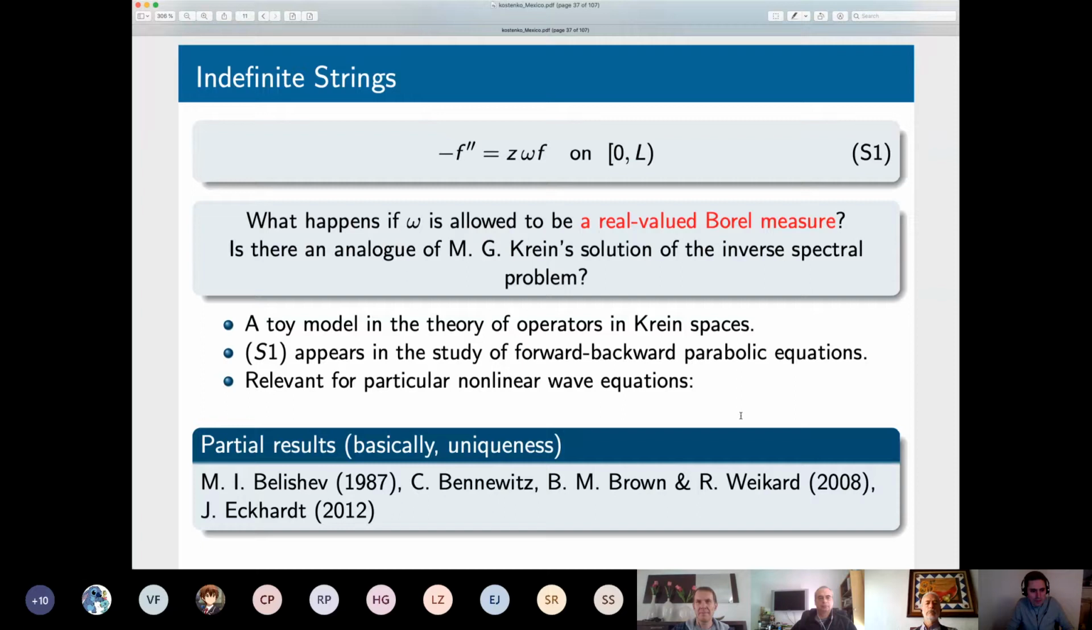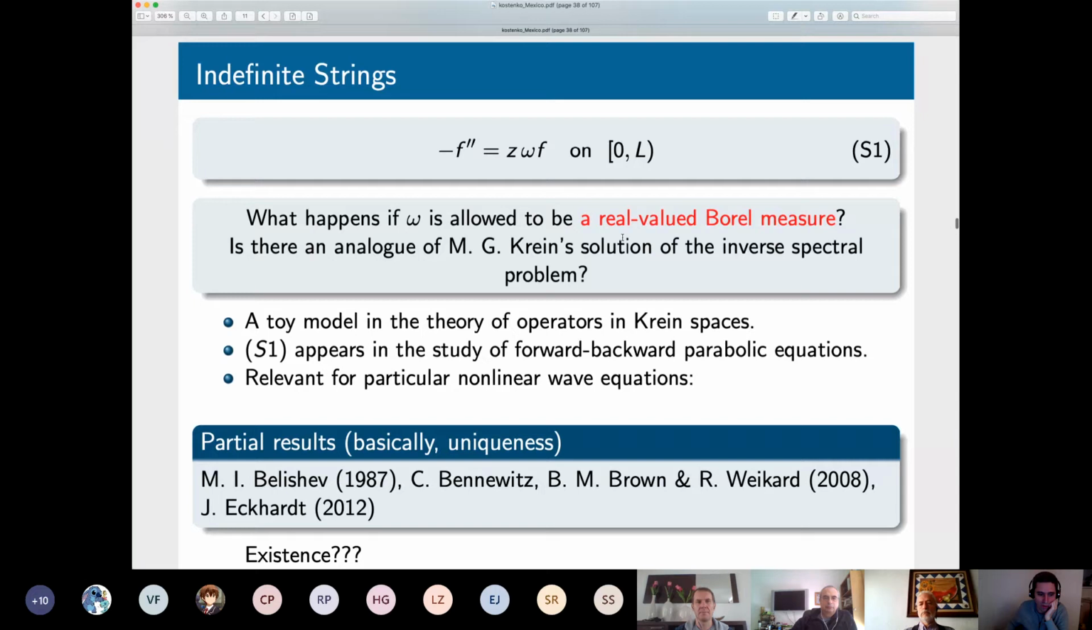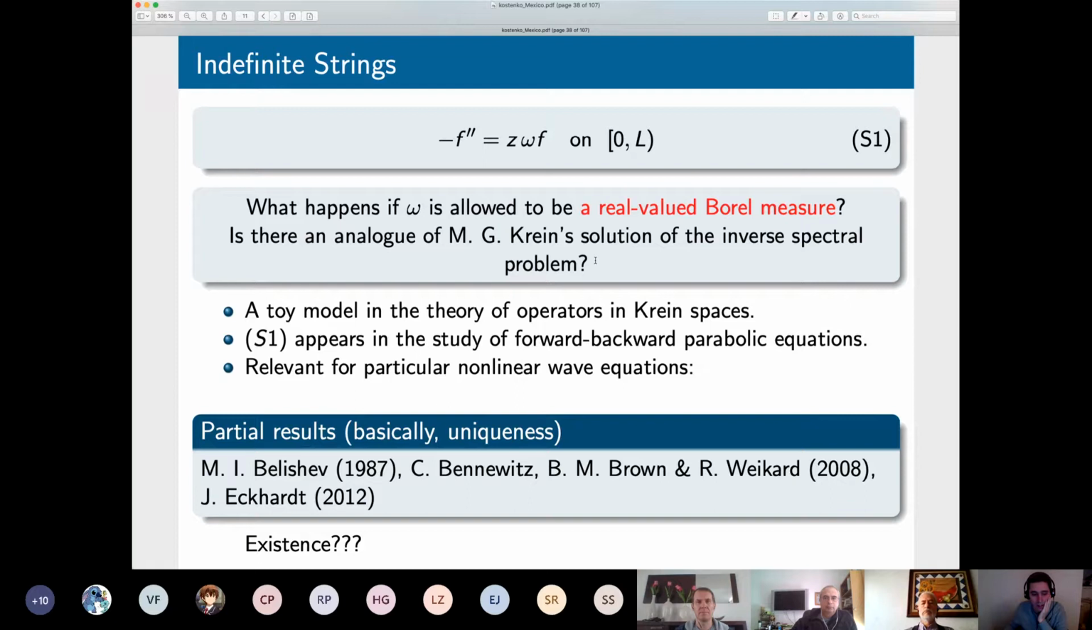I must say that we are not the first ones who asked this question in inverse spectral theory. I think maybe the first known to me is the work of Belishev more than 30 years ago, and in connection with the Camassa-Holm equation there was a lot of interest in this spectral problem for indefinite strings. But to the best of my knowledge, only uniqueness results have been proved so far, and existence is a subtle issue. To see that existence is a subtle issue, I can explain it actually very quickly.